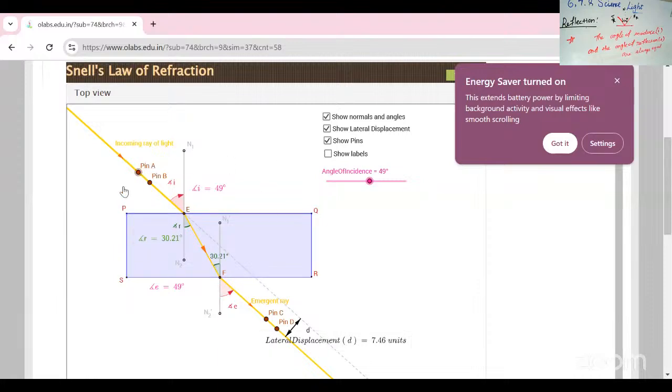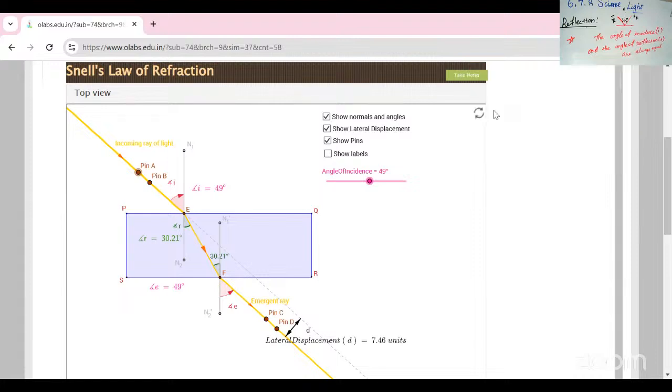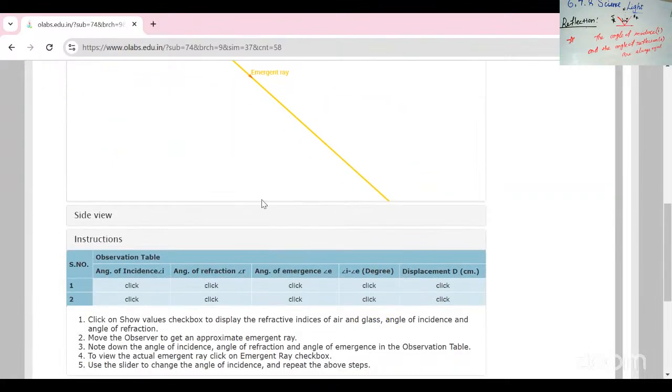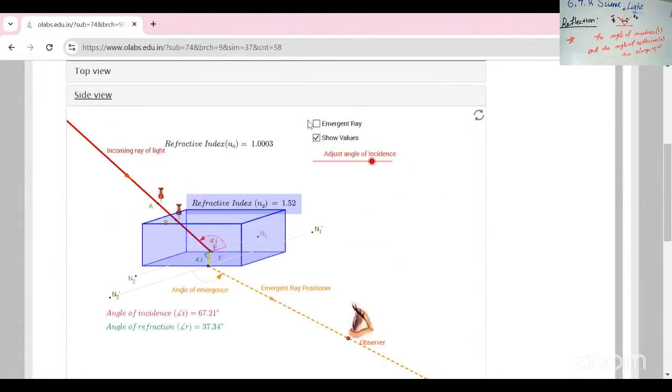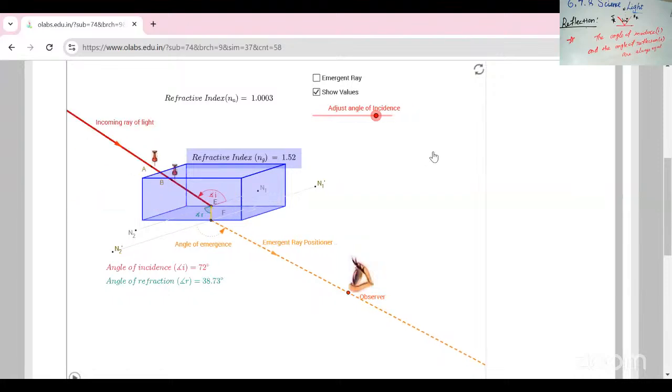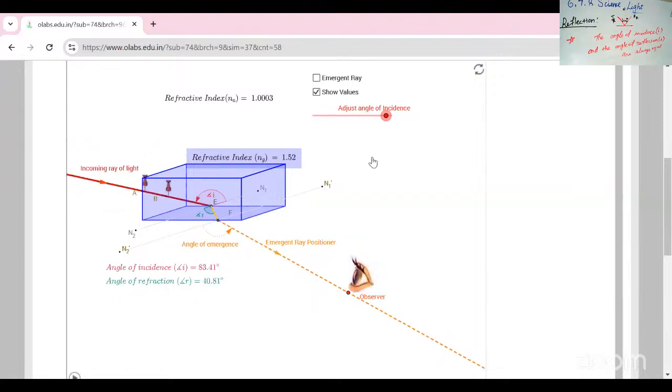Just I twisted this area. Just I rotate it. See here, in side view. So adjust the angle of incidence, just I rotate this part. So it is turned in this area. Okay, how is it possible?